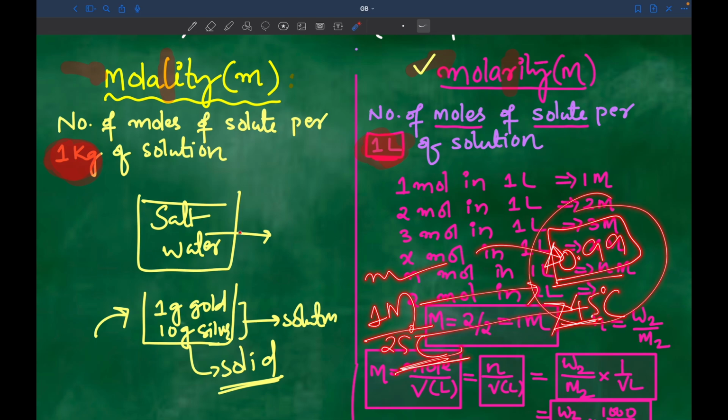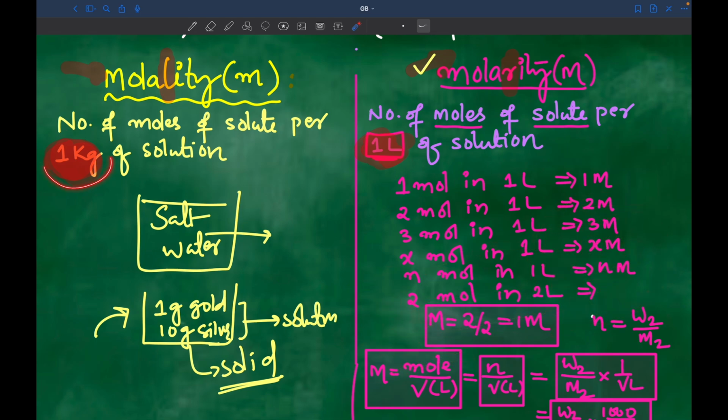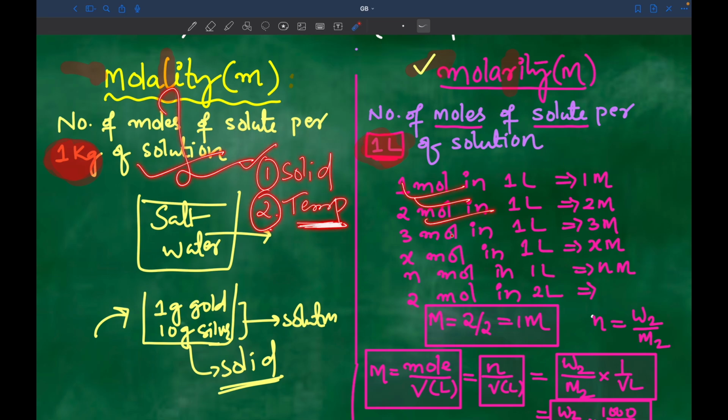That's why the volume term is not involved here. So that's why kilograms is used for molality. Okay, so for two cases it is best to use molality. First one is for all solid solutions, the best method to express is molality, and second one is where there is a temperature difference. If the temperature keeps changing, we have to use molality. Molality is independent of temperature, molarity is dependent on temperature.